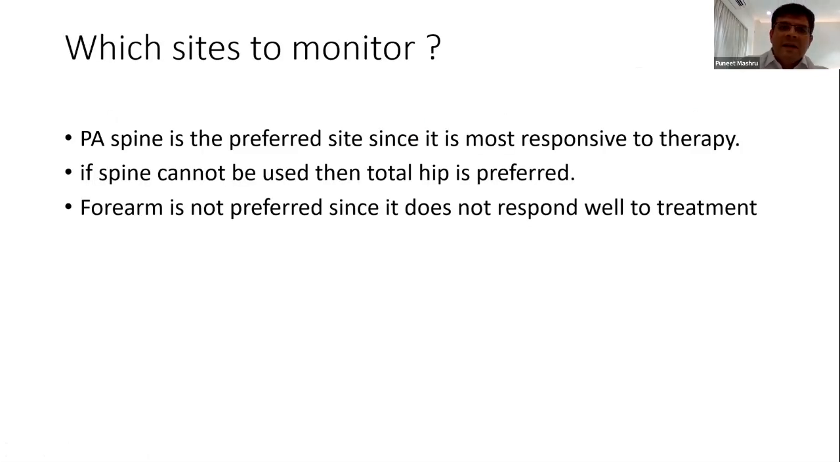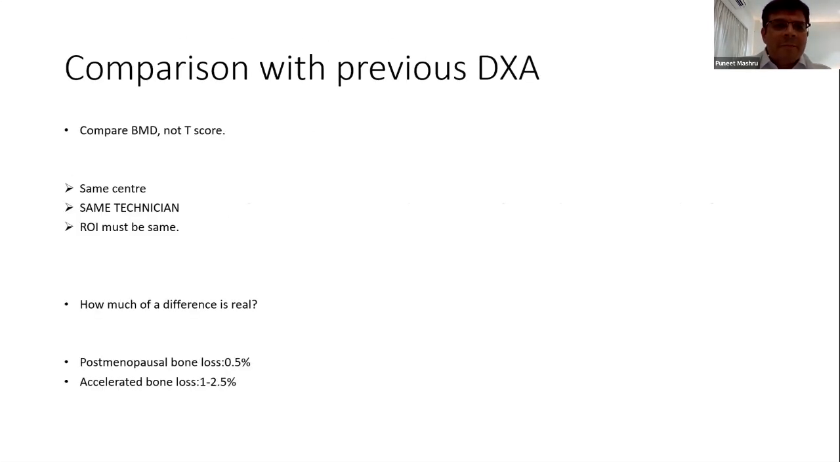Yes. So we use a DXA comparison to see whether there is any change in the BMD value. For example, if you're a patient who's on treatment, you want to see whether there's been a change. The preferred site to monitor is the spine. If the spine cannot be used, then a total hip is preferred. Forearm is not generally preferred because it doesn't respond well to treatment.